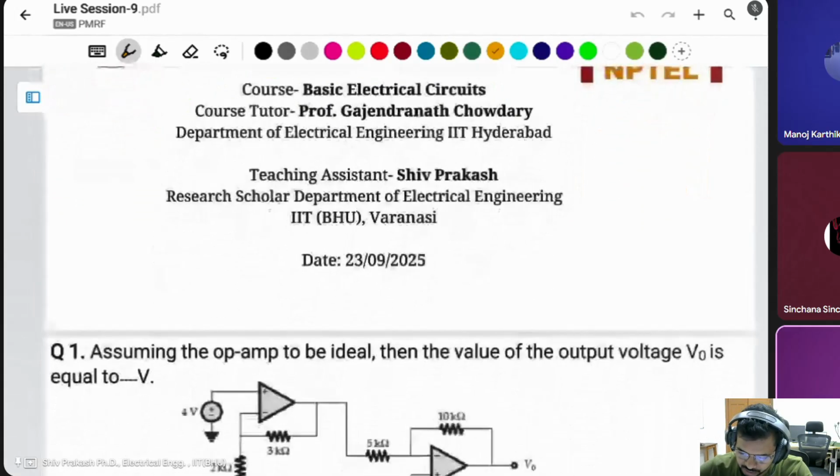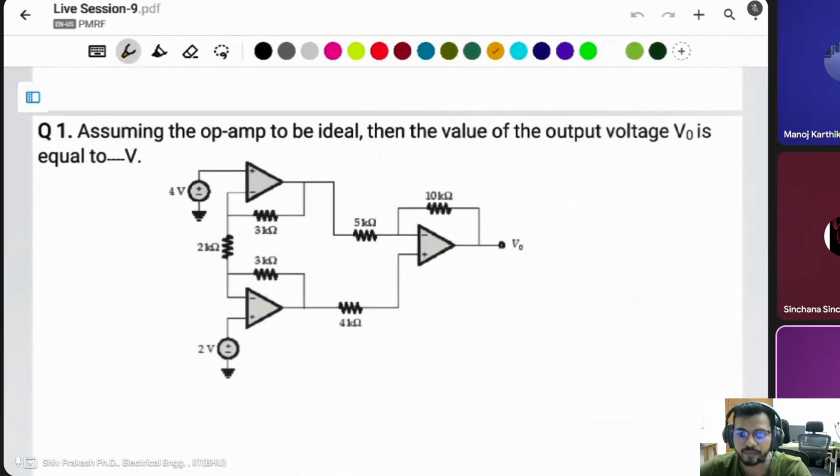There are some questions related to this op-amp. After that, I will start the transient circuits questions.